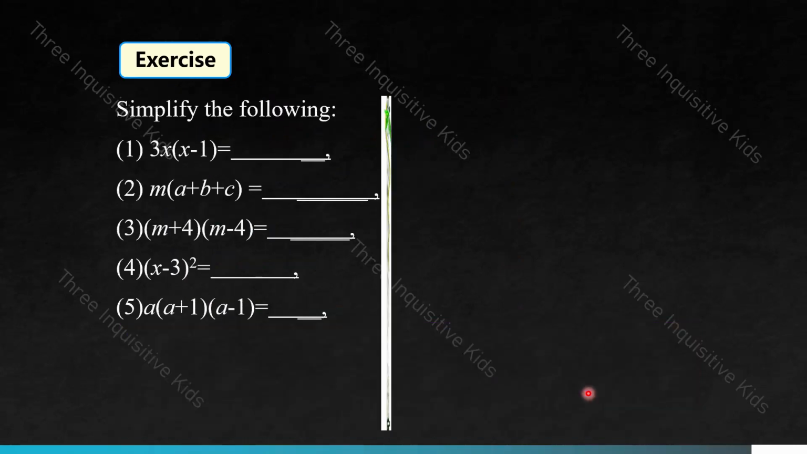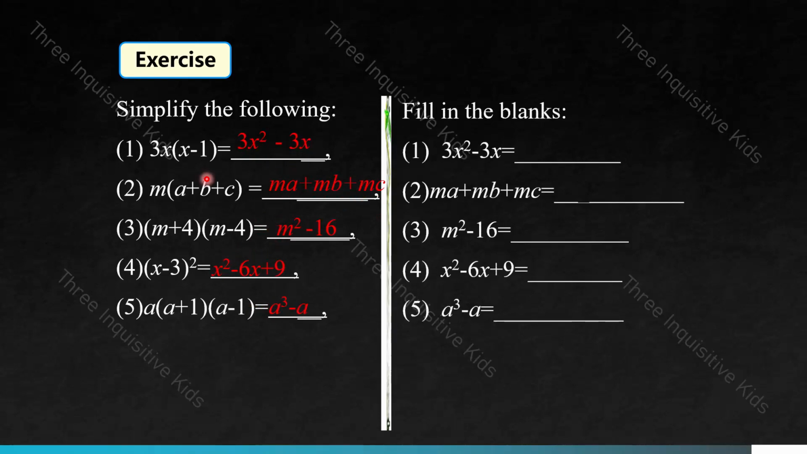Let's do another exercise. Simplify these following expressions using the distributive property. Alright, so here should be your answers. Check them on your own. And then now fill in the blanks according to the previous questions that you solved. So as you can see, this is just the reverse order, but now instead of multiplying whole expressions, we are factoring this polynomial. So this becomes 3x times x minus 1, m times a plus b plus c, and so on. So it's just reversing the order.